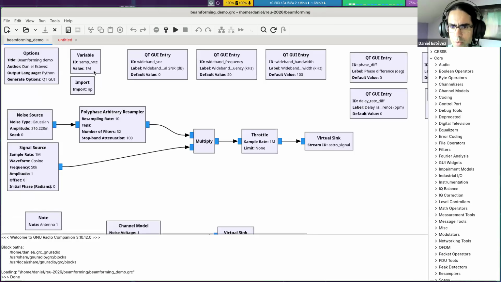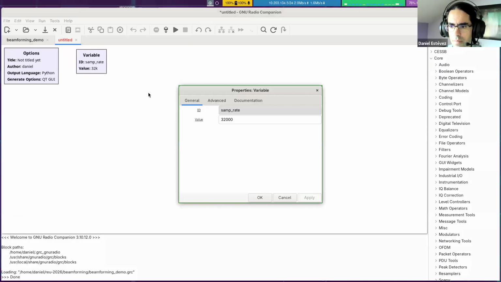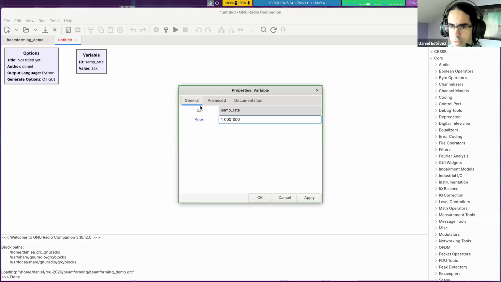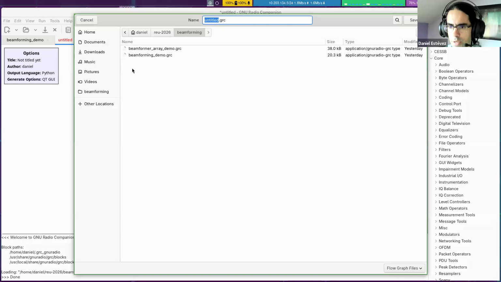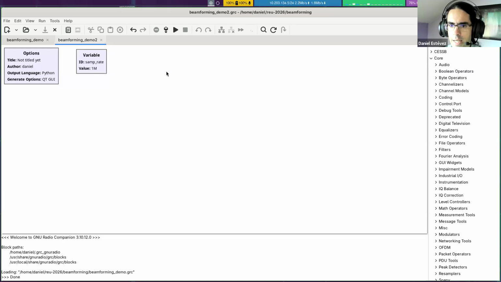So let me take a look at what the sample rate is. Okay, 1 mega sample per second. So I'm going to save this as beamforming demo 2. Basically, the thing I want to simulate here is an astronomical source and a receiver, which is a telescope with 2 antennas. So I'm going to simulate 2 receivers. The goal here is to do beamforming, that is, to combine the signals from the 2 receivers to increase the signal to noise ratio. And we will see exactly how that works.